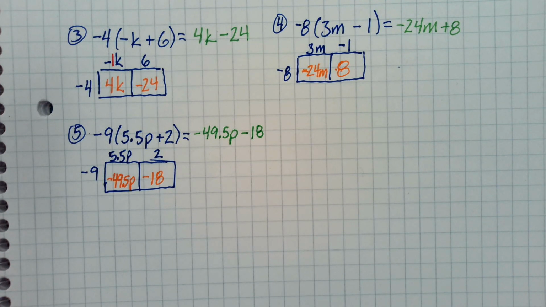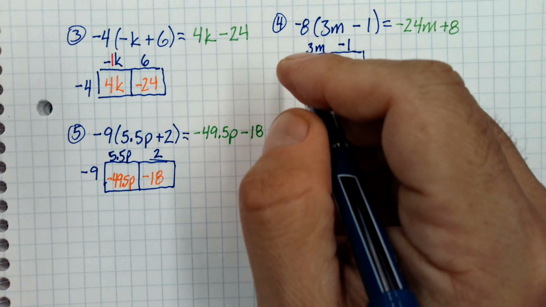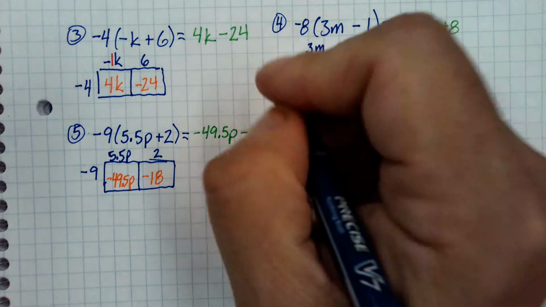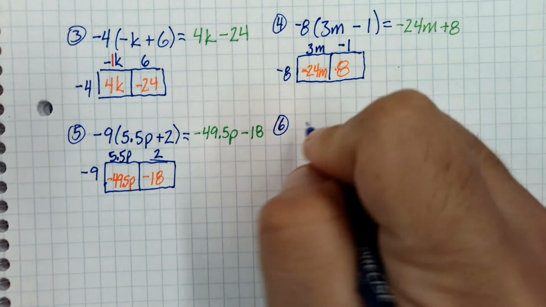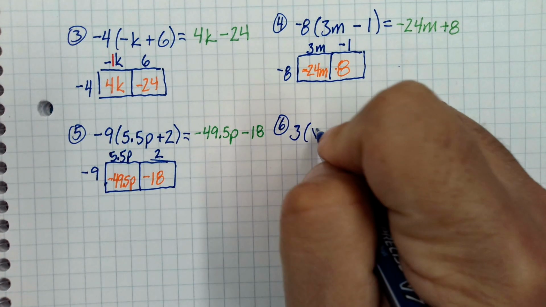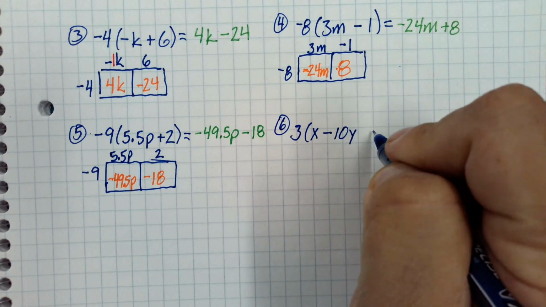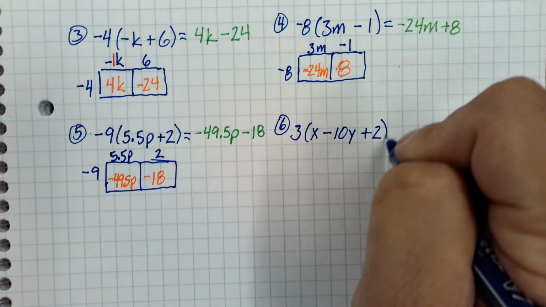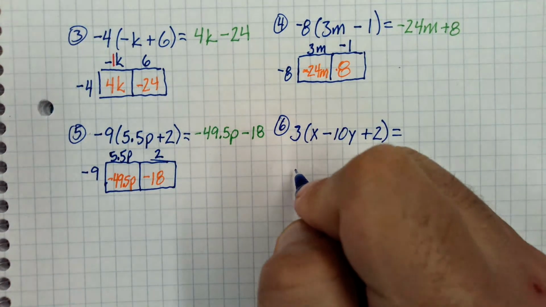Pretty easy. The only thing that would make this a little harder is if I add more terms. We've been doing 2 terms. We could do 3 terms, 4 terms, 5 terms. We could go on, right? Let's just do 3 terms. Number 6. Let's say we have 3, and we multiply the 3 to x, take away 10y plus 2. So we're going to be up to 3 terms. Just going to make our rectangle a little longer.